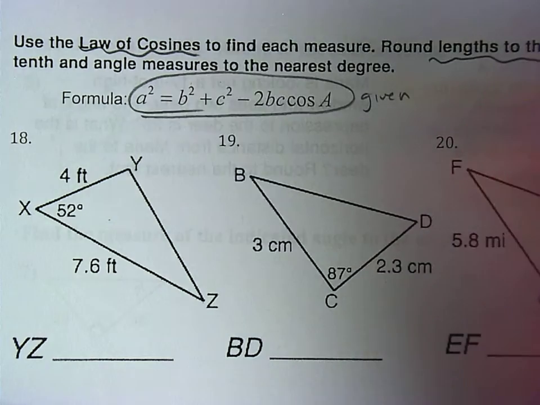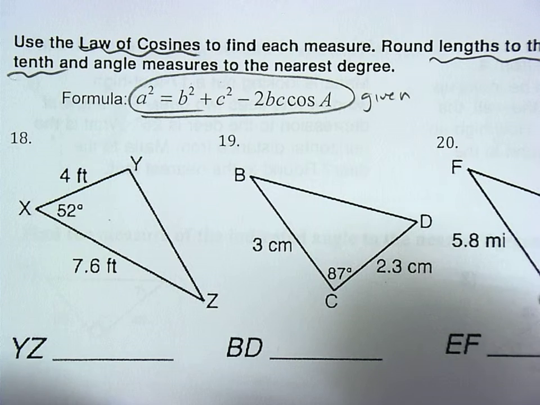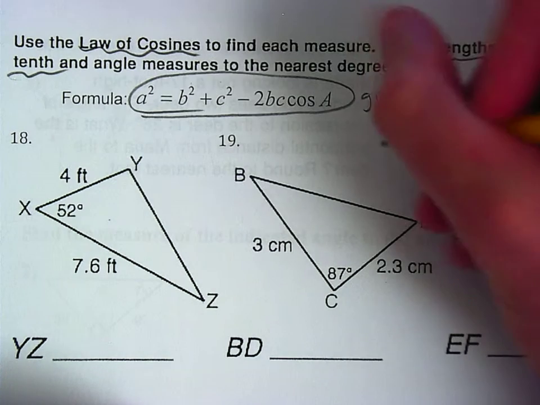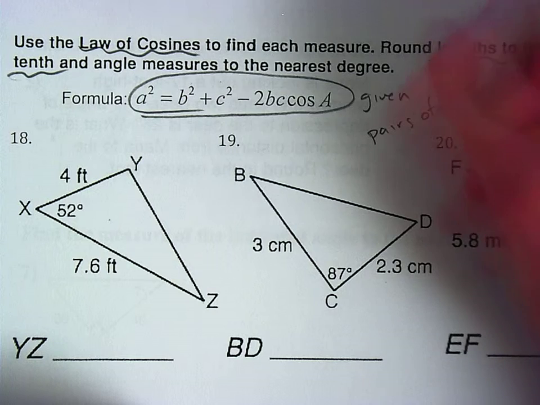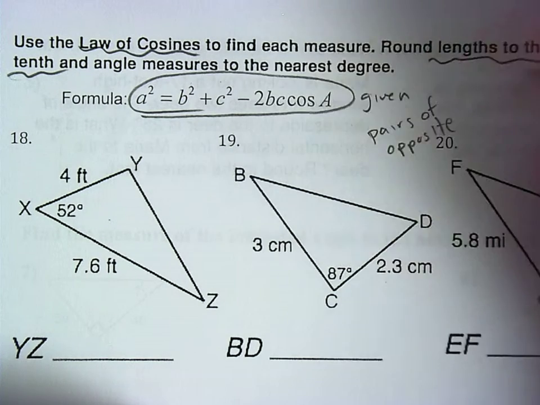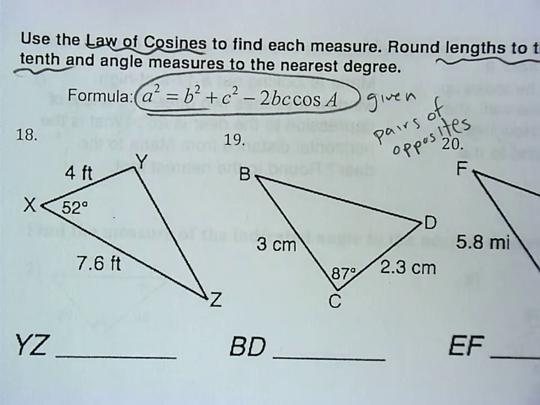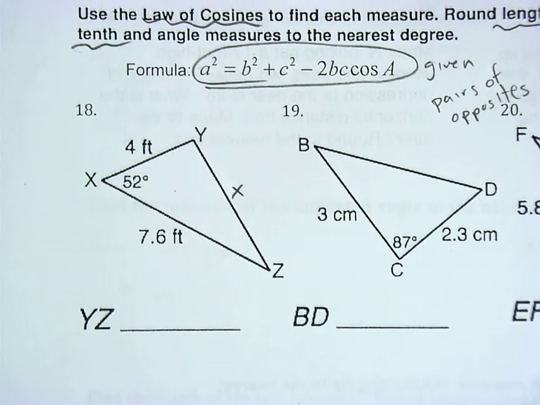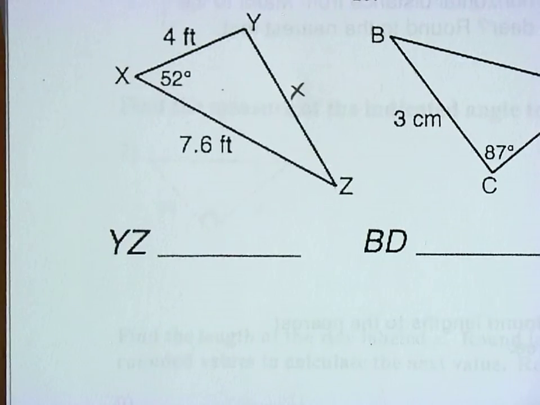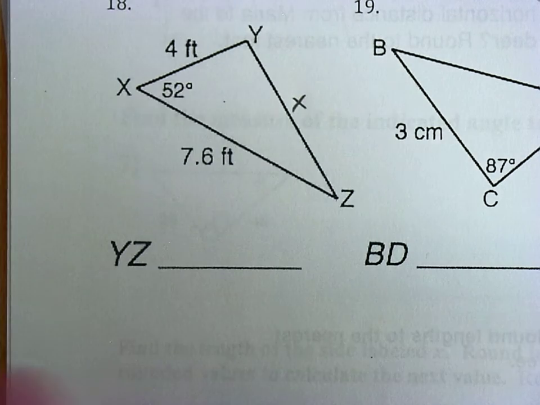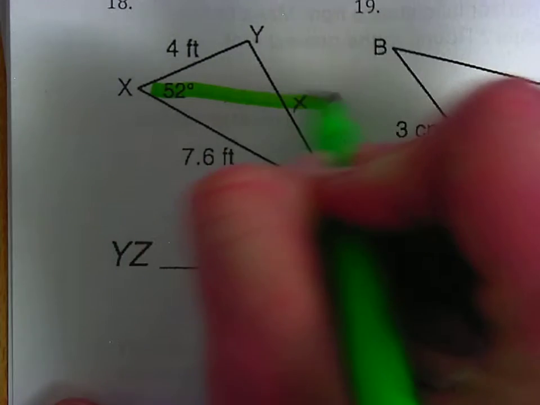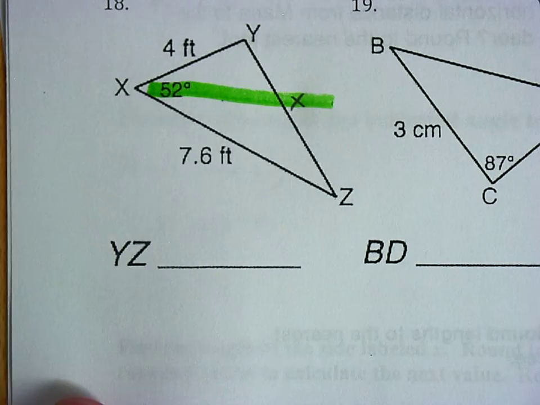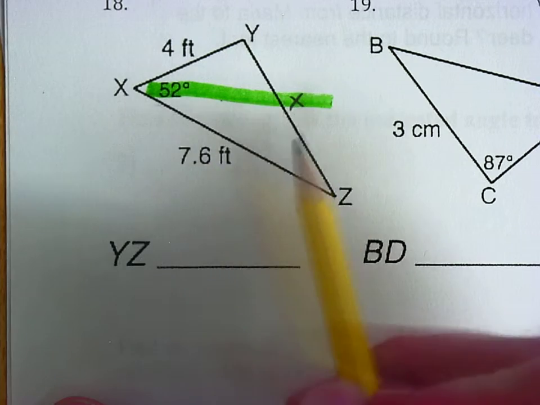We just want to remember that we're going to round lengths to the nearest tenth. Lengths to the nearest tenth. So Law of Cosines is also going to deal with this idea of pairs of opposites. This idea that there's an angle that goes with the side that is opposite the angle. So if we look at number 18, they're asking us to find YZ. So this over here, that's my variable, my side x, if you will, the length x. And I see that this angle is across from or opposite that side. So that's a pair of opposites right there.